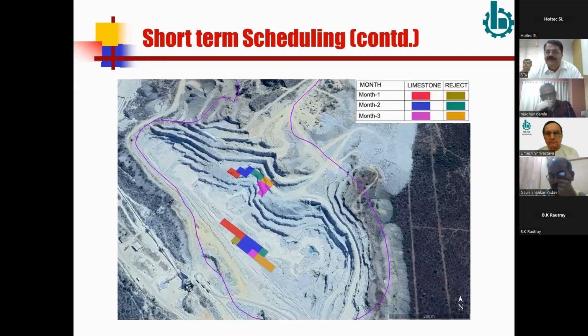The planning which has been made is also sent in the Google imagery to visualize which blocks we are going to mine, which is reject. So this type of planning we provide. You can easily visualize which blocks and which bench you are going to mine.